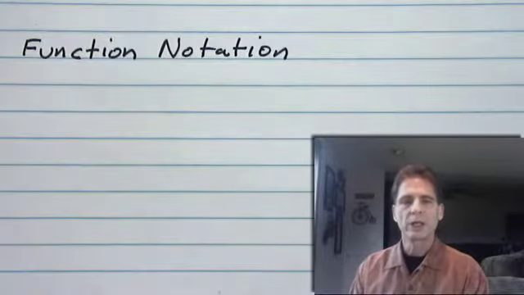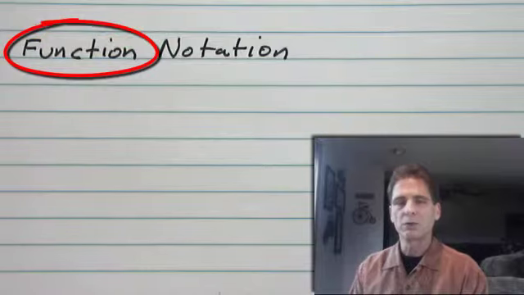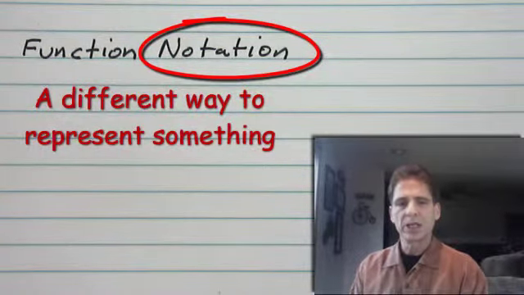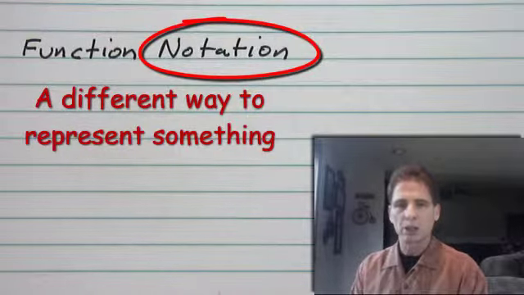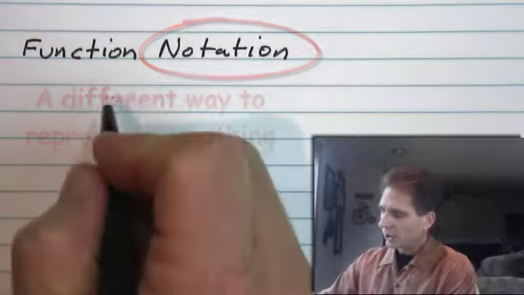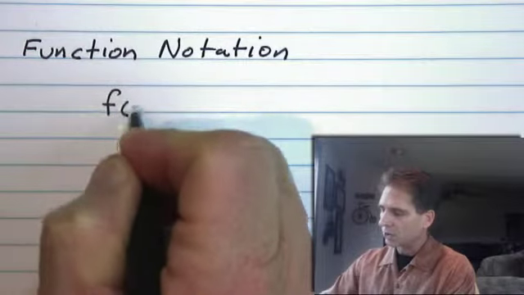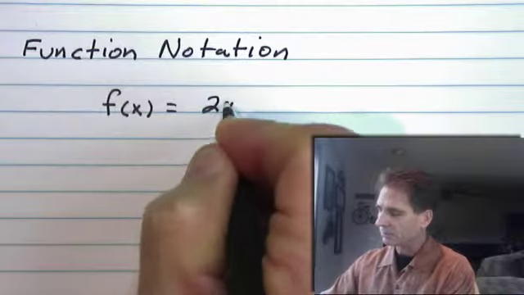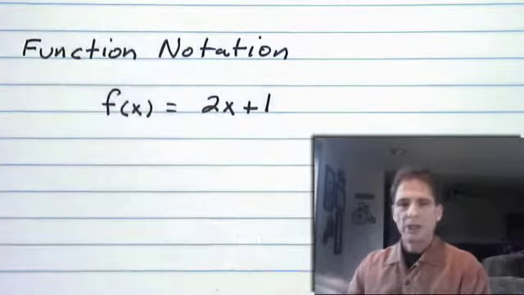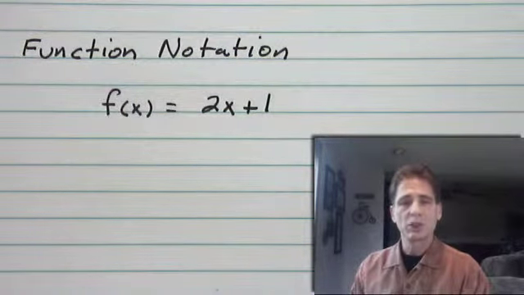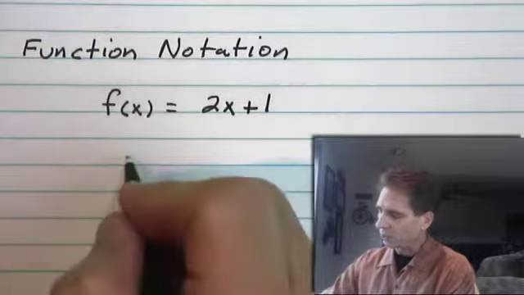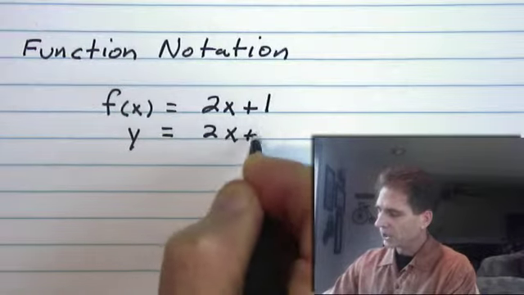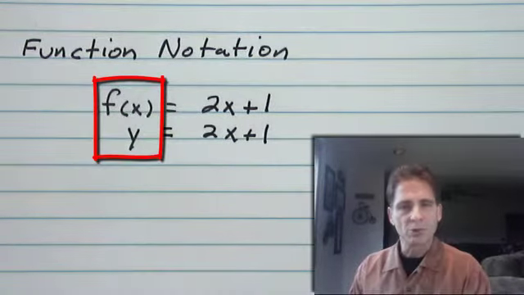To understand it, we're going to break this up into two words, the word function and the word notation. Notation is simply a different way of representing a quantity or a value. So the way that we're going to re-represent equations is going to be like this. Now, from your past experience, you understand that the way we wrote this before was with y equals. So again, we're just talking about different notation.